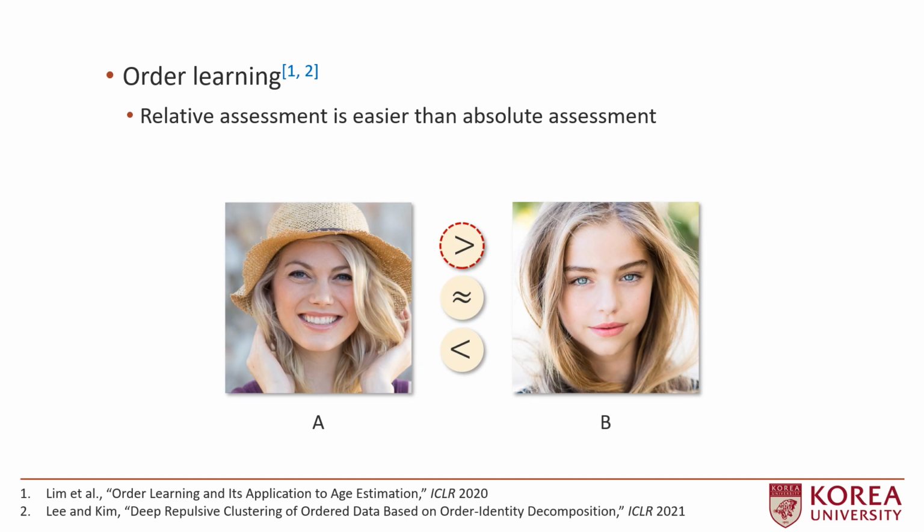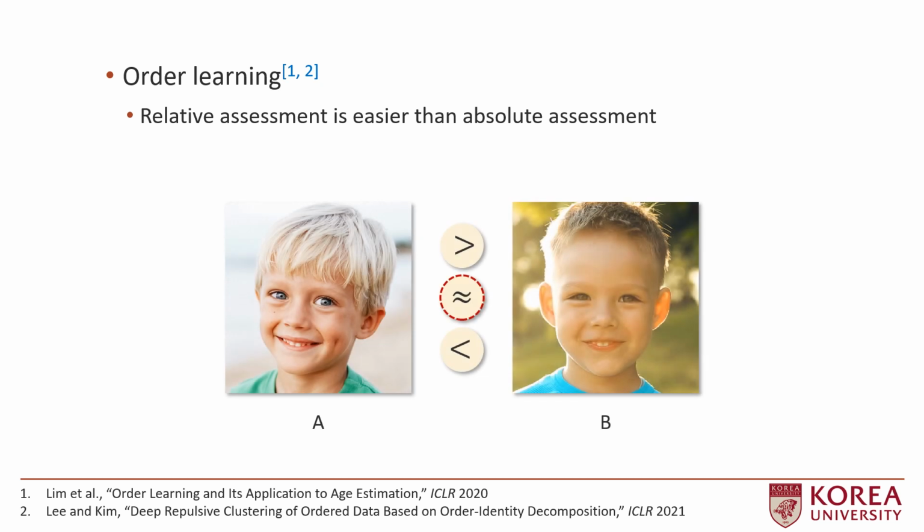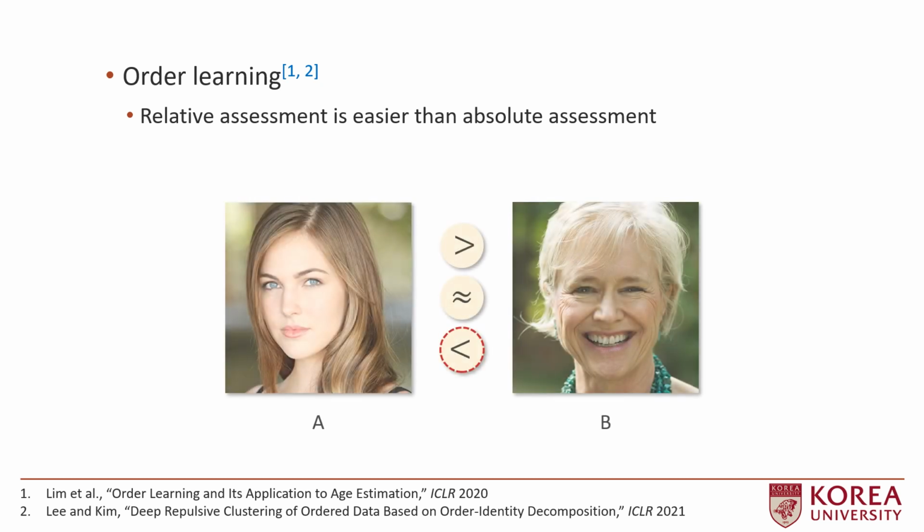Specifically, if there are two photos, A and B, order learning predicts order relations such as A is older, similar, or younger than B based on the ternary classification.